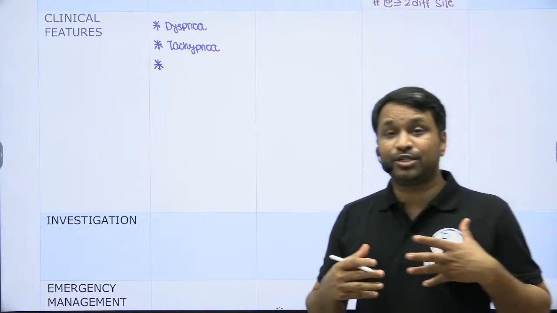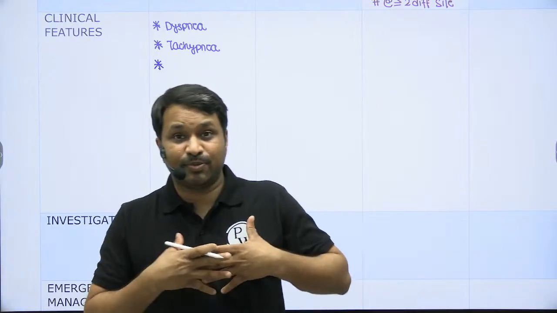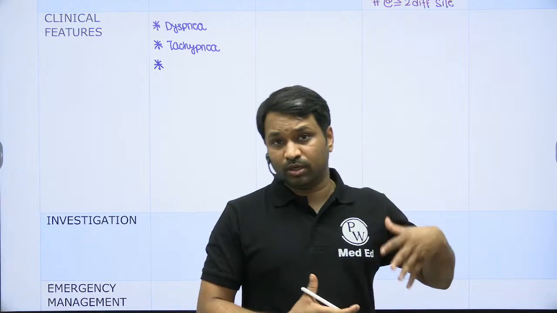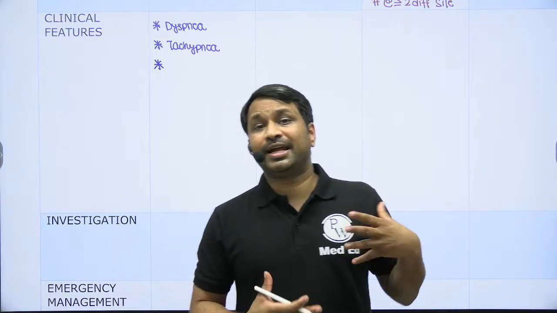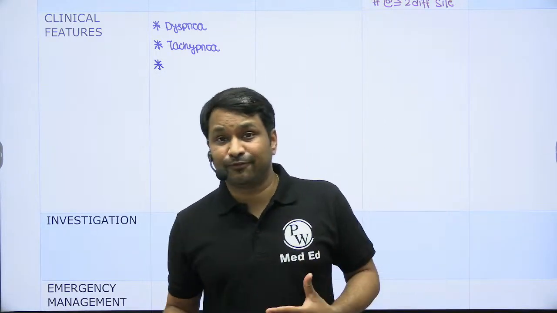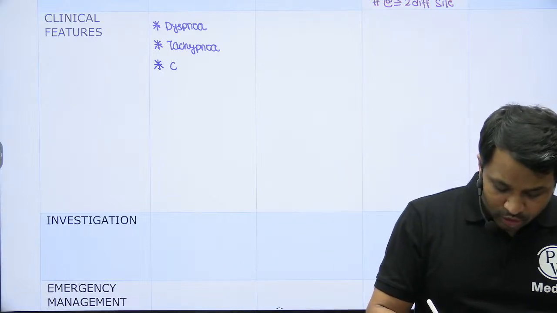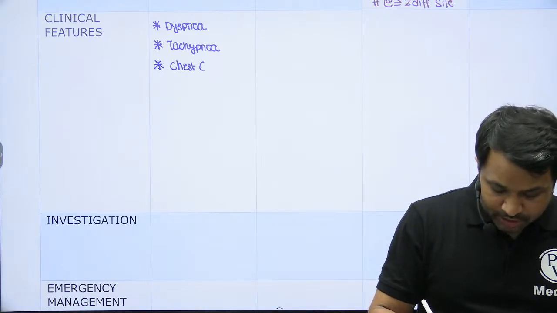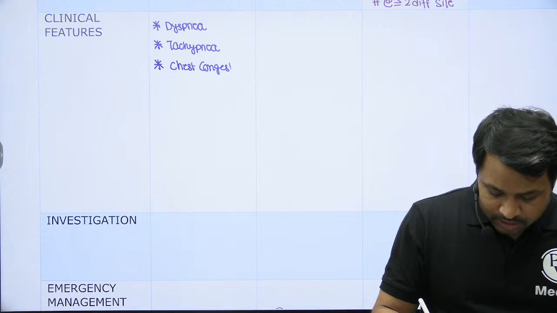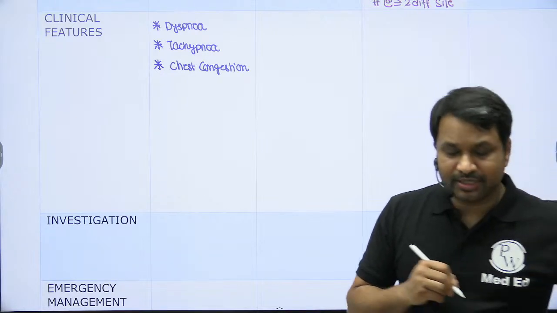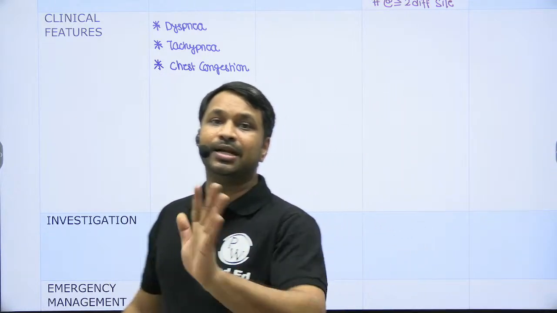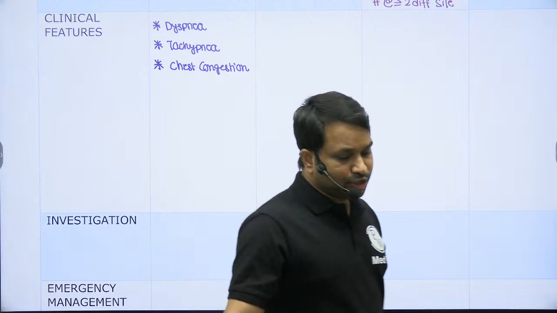Along with that, the patient will feel as if somebody is compressing the chest, because of the air that is getting accumulated in it. It causes a compressive force. It feels as if somebody is hugging the patient tight. So there will be chest congestion as well. So there is dyspnea, tachypnea and chest congestion. That is the primary presenting finding of a patient with tension pneumothorax.